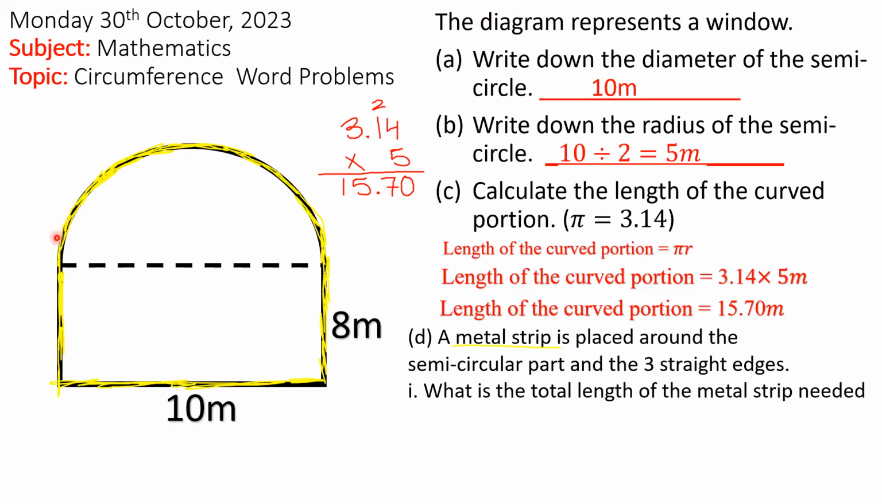All right, so basically what she is saying is that we know that 15.7 is the distance of the curved part. Now, what is going to be this distance right here? 8 meters. Why 8 meters? Because the next side is equal. Very good, because the next side is 8 meters.